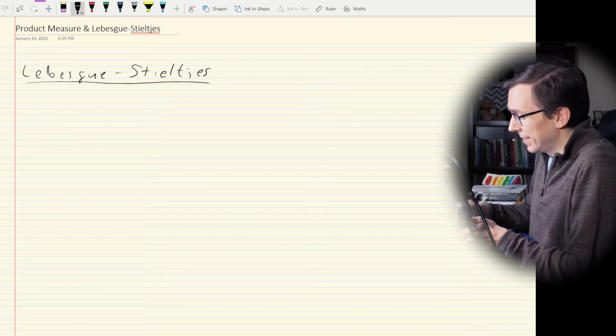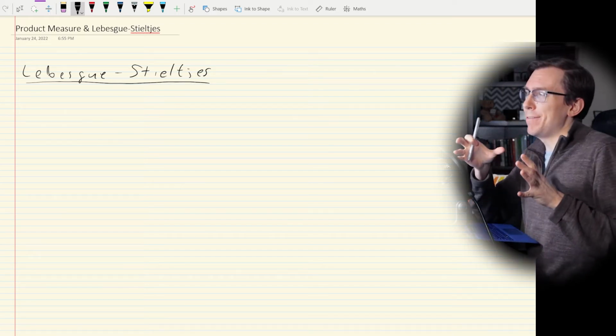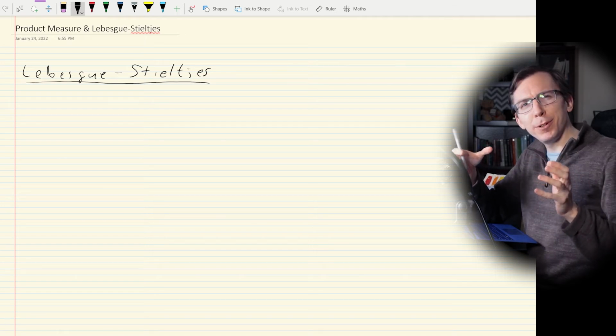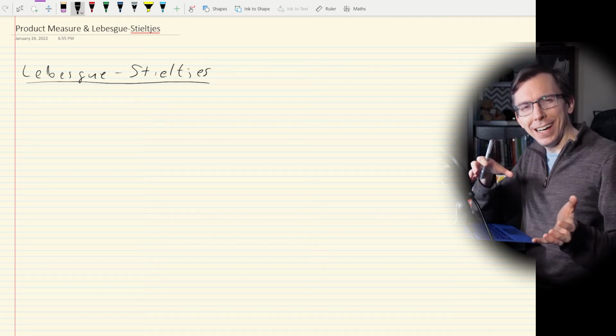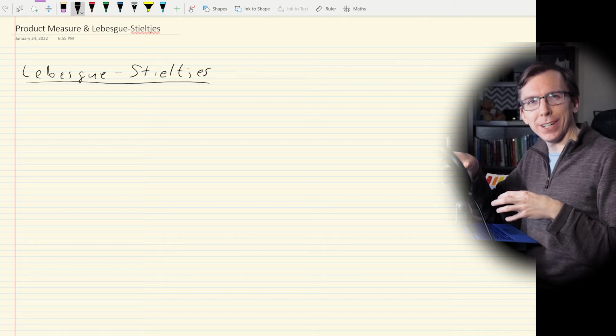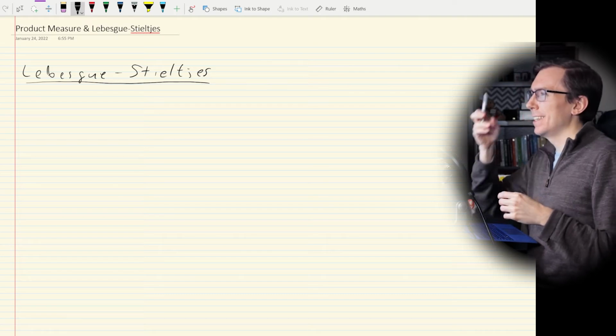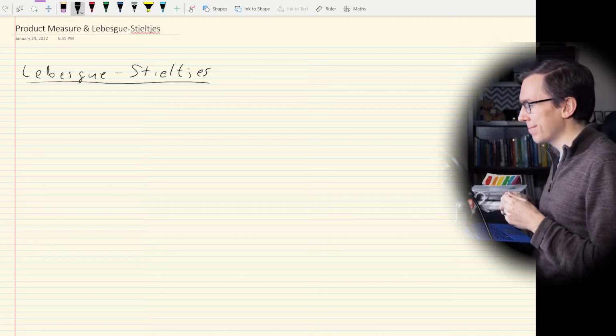Now, the idea here is that we can effectively use a measurable function to define a new measure. So this is kind of neat.